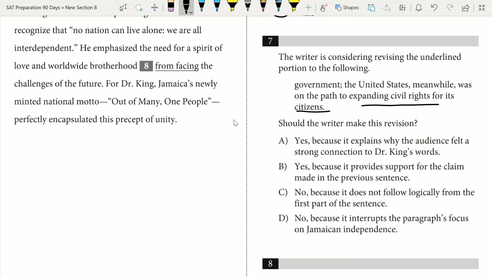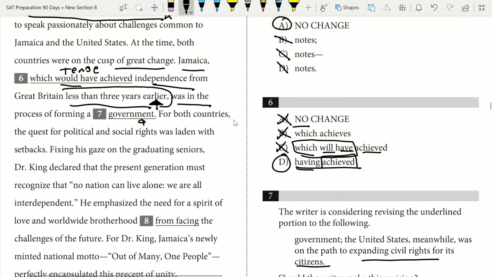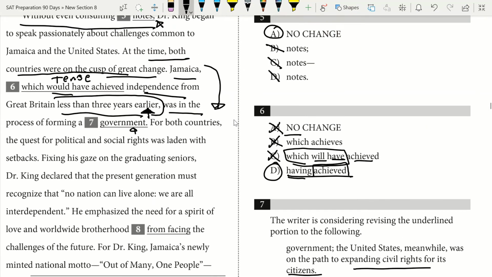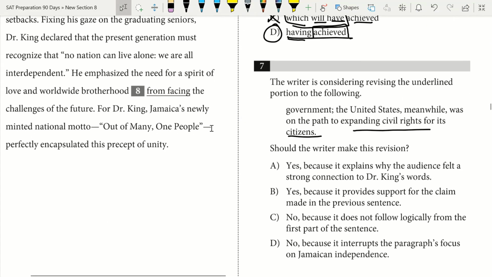So should we make this revision? Okay, here's why we should make this revision. Because if we look back, we have this right here: "At the time, both countries were on the cusp of change." That's in the previous sentence. So we want to support that previous sentence by describing the change that occurs in both countries. We talk about Jamaica's change being them gaining independence and forming a new government. Now we want to talk about the change in the United States. So we are going to want to make that revision to support that claim we made in the previous sentence. So let's look at our options. We got A, yes, because it explains why the audience felt a strong connection. No. B, yes, because it provides support for the claim made in the previous sentence. So that'll be our answer there.